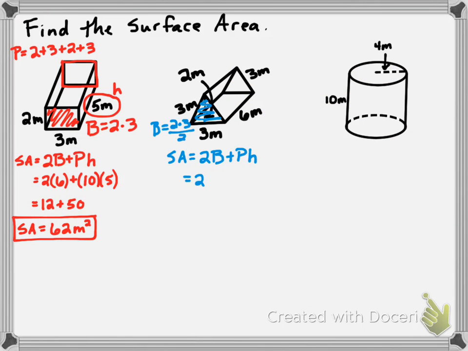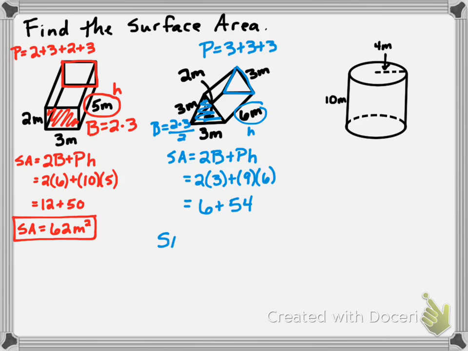So the area of the base is 3. Alright, then I need the perimeter, and it's a 3, 3, and a 3, so the perimeter is 9. And then this 6 is my height, so I get 2 times 3 plus 9 times 6. So that gives me 6 plus 54. So the surface area of this triangular prism is 60 meters squared.